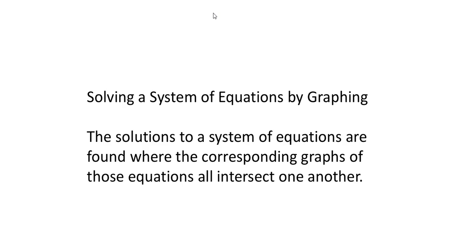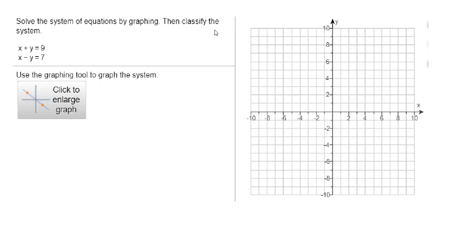All right. To solve a system of equations by graphing, what we're going to do is graph both equations on the same Cartesian coordinate system and then look for where they intersect one another. The solutions to a system of equations are found where the corresponding graphs of those equations all intersect one another. If we have two equations, we're going to look for where those two lines, or those two graphs, cross one another. Every point where they cross is a solution to the system of equations that we're working with.